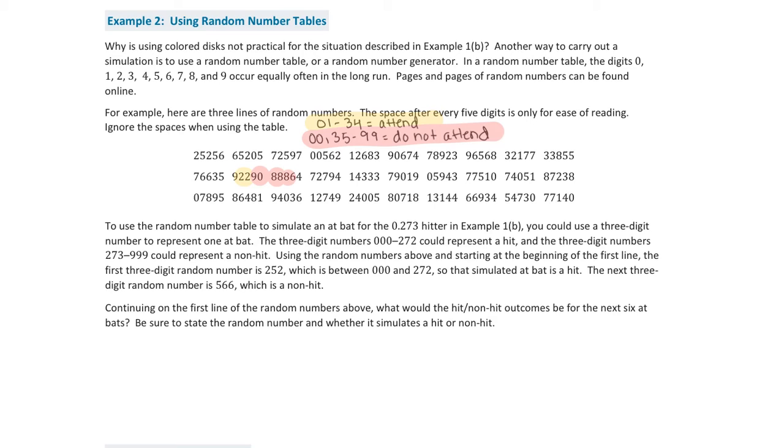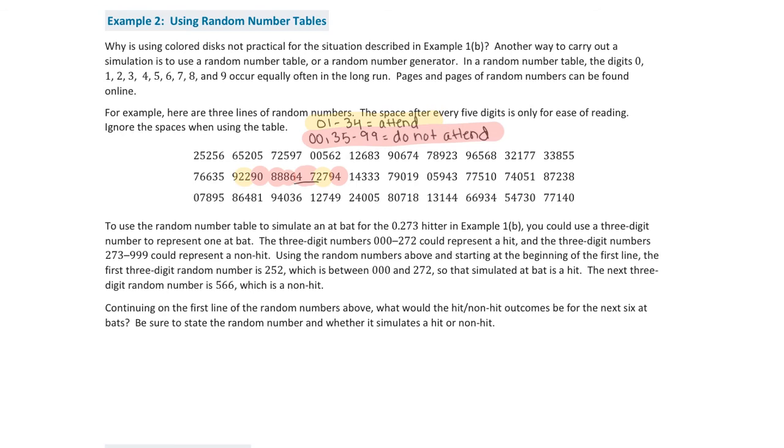Remember that the only reason these numbers are spaced out is that it's easier for us to read. So when we have 47, 47 still represents that the fan is not going to attend that Royals game. So again, we don't attend here. Now we can look at 27, and 27 is between 1 and 34, so that means we are going to attend. And then finally, let's look at 94. 94 is between 35 and 99, so we're going to mark it red, as in we do not attend that Royals game.